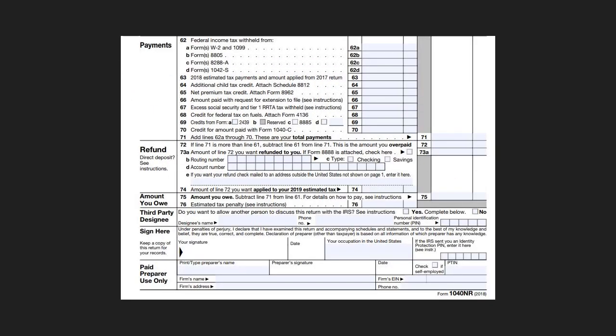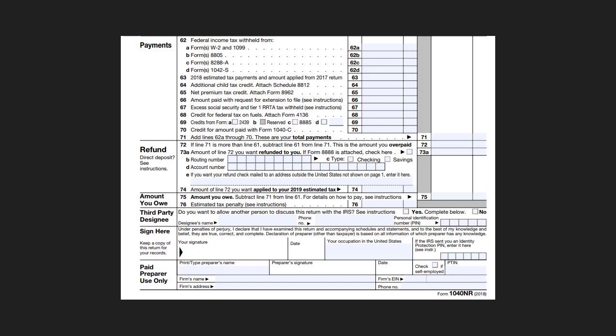And then you have your payments. If you have a job here, you would have 62A for the deduction for federal income taxes. If you made estimated tax payments, that would be 63, and then the refundable portion of the child tax credit, 64. If you've overpaid and get a refund, that's 72, where the IRS owes you money, but if you owe, it'll go on line 75.